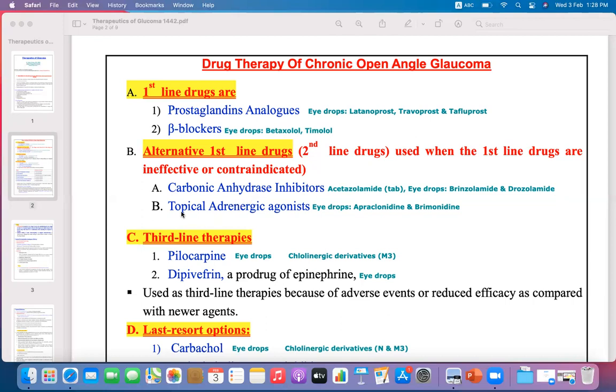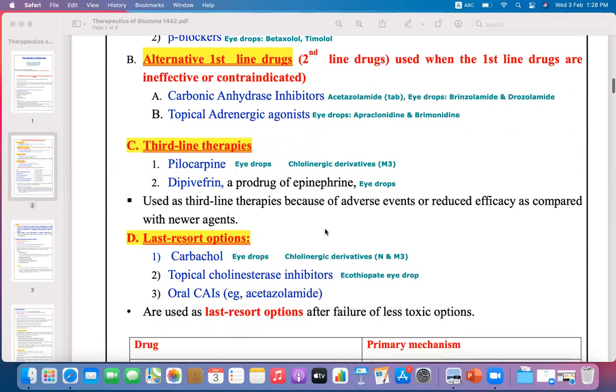The next example is topical adrenergic agonists, and they are available as eye drops: apraclonidine and brimonidine. These are the second line agents. If the second line agents are ineffective or contraindicated, then use the third line agents, pilocarpine.